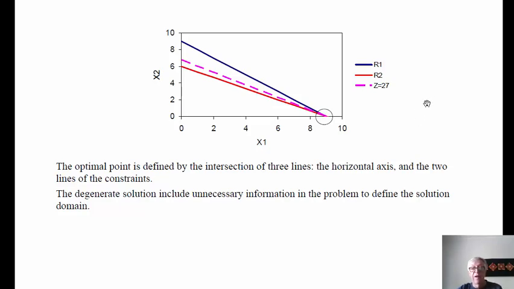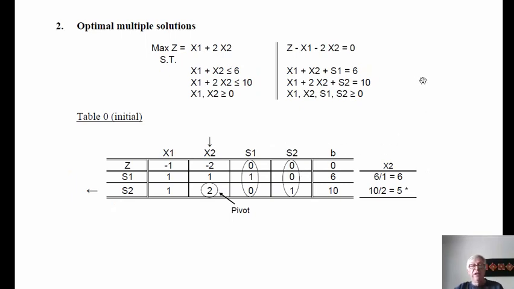Okay, so let's look now at the optimal multiple solutions. Again, we are going to use this example. So we want to maximize the function z, which is defined by x1 + 2x2, and we consider these 2 restrictions. Okay. Now, our first step, so we are going to present both the simplex solution and the graphical solution.